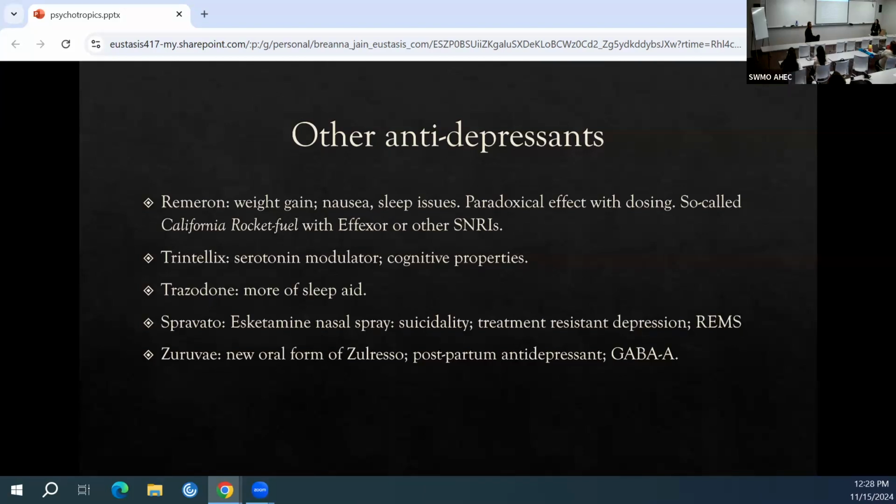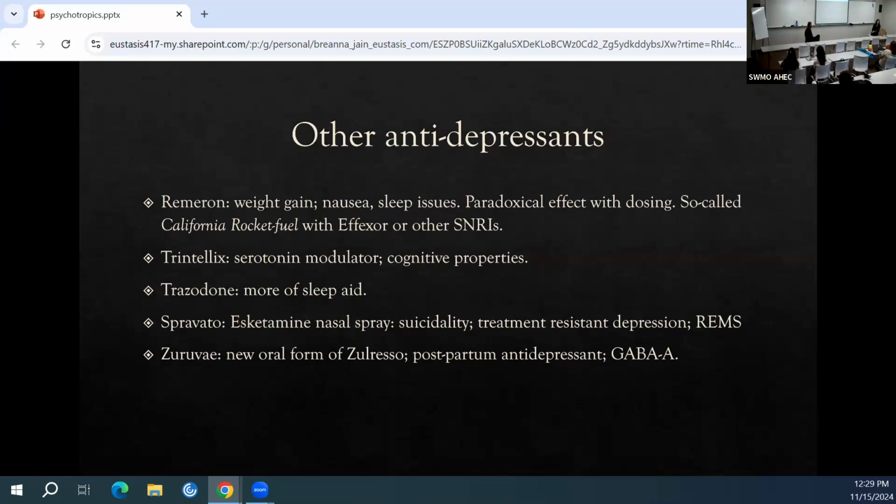In low doses, it's antihistamine. In high doses, norepinephrine kicks in. That's why paradoxical activation at high doses. Max dose is 45 milligrams. Sometimes you can go to 60. If you're crazy, you can go to 75 or 90. Trintellix, we talked about that already.